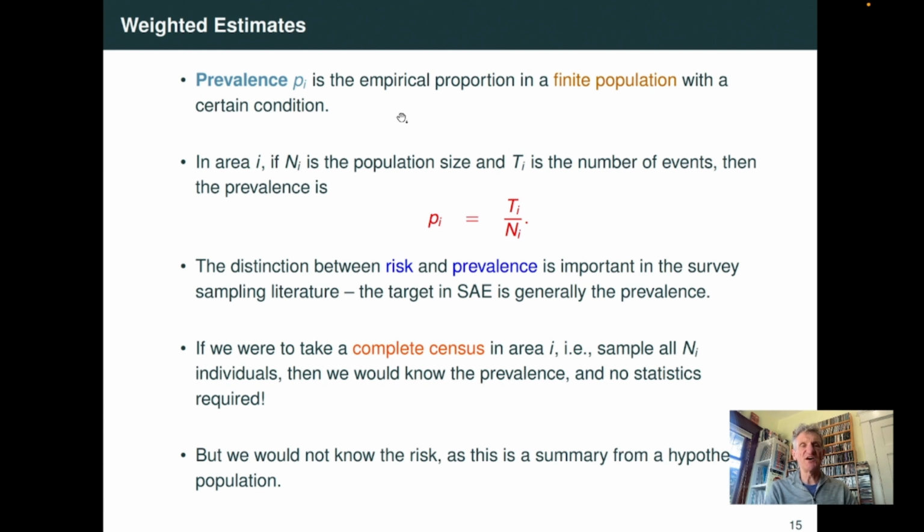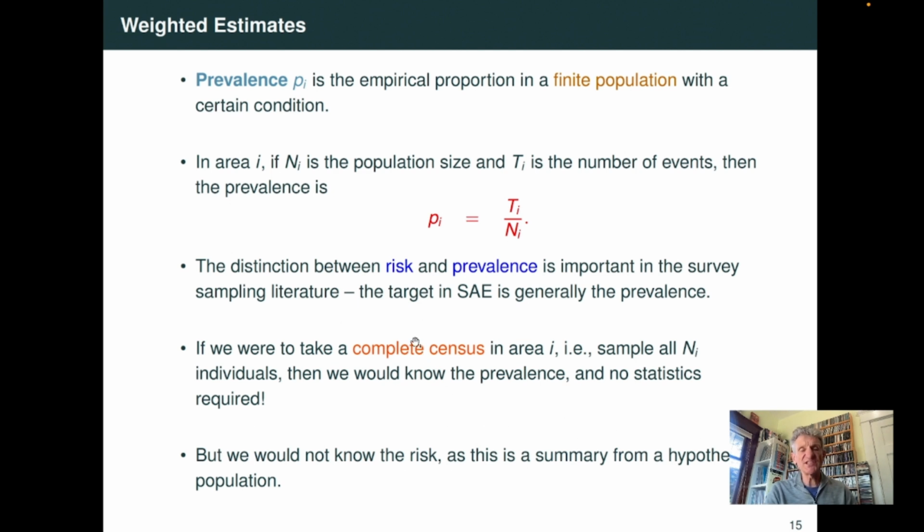So the prevalence P_i is the empirical proportion, now in a finite population, which has a certain condition. So now N_i is the total population size. So what we're trying to target here now isn't some infinite population proportion. Rather, it's a finite population of size big N_i. And we know there were T_i true deaths in that population. But we are just going to take a subsample and then we want to try and infer this prevalence P_i based on our subsample. So the difference between risk and prevalence: risk is this hypothetical infinite population. Prevalence is with respect to a finite population.